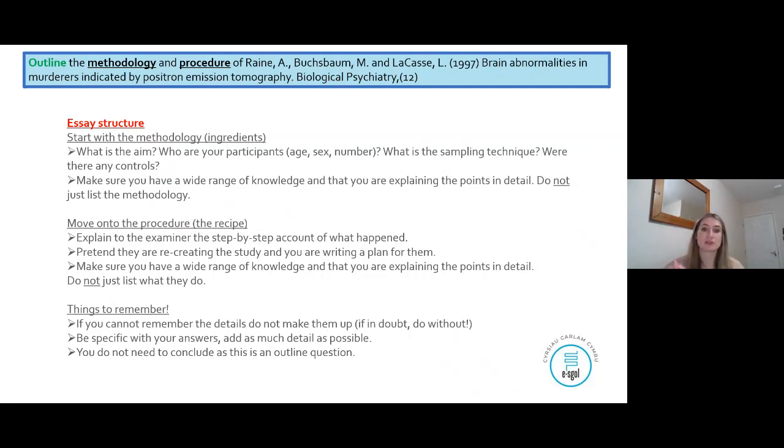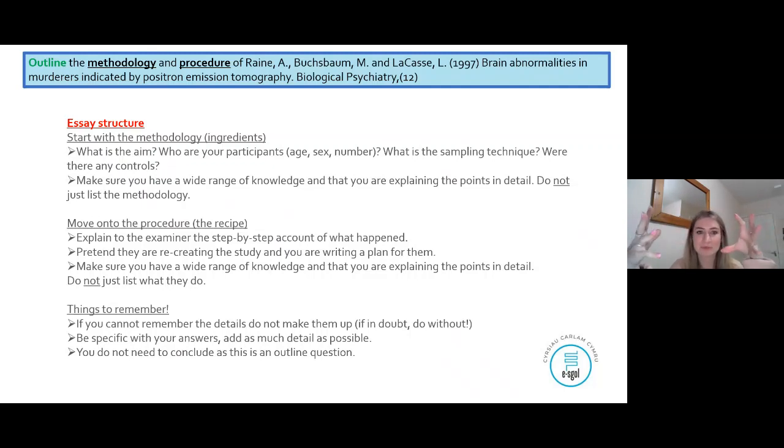Who were the participants? What were their ages? Were they students? Were they American? How many were there? So remember, there were 45 in experiment 1 and 150 in experiment 2. It's those specifics that are really going to get you the marks here. What's the sampling technique? Was it opportunity sampling because it was in a college? Did she just go in and say, I need some people? Did she advertise for it?